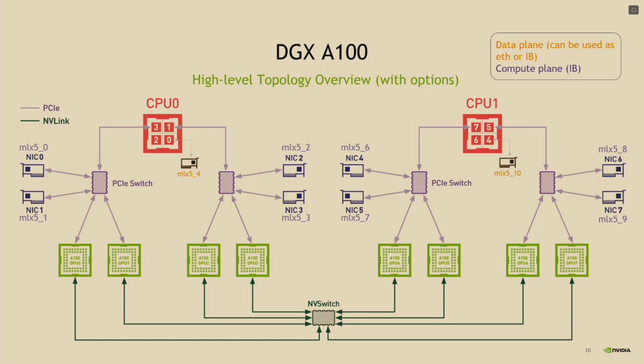Now, at a high level, it turns out that AI, machine learning, and a lot of HPC codes can be quickly dominated by what your interconnect and storage speeds are. So the whole design of DGX A100 was to match the topology very carefully.